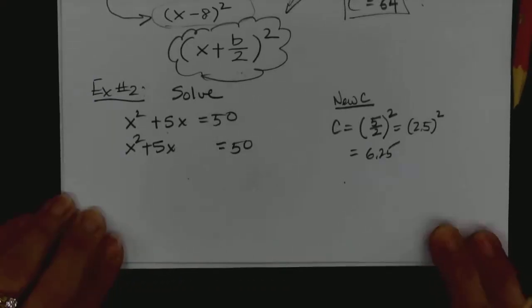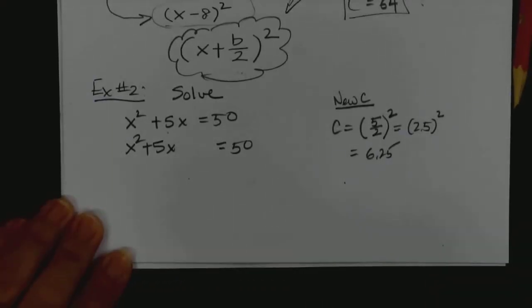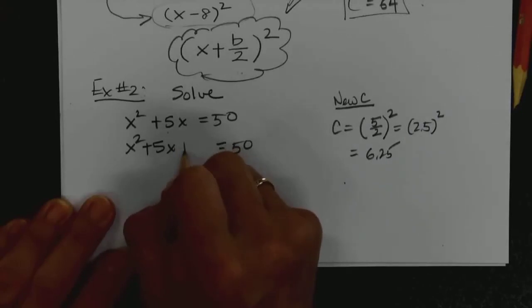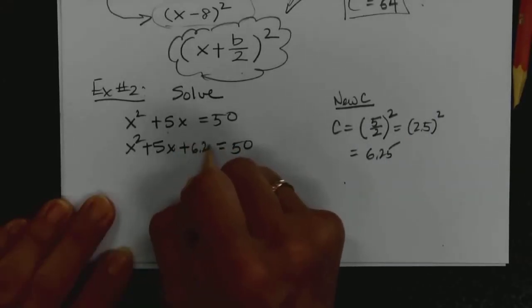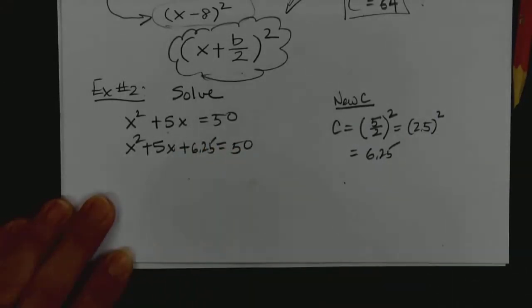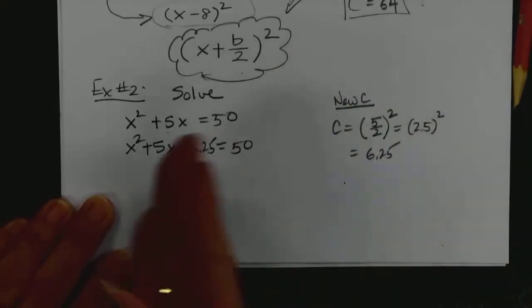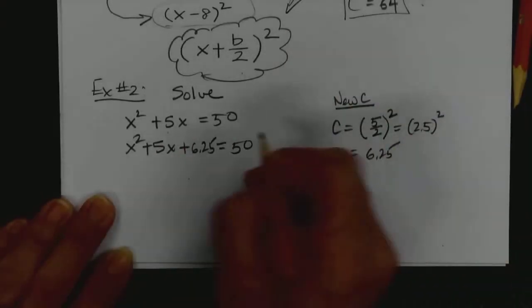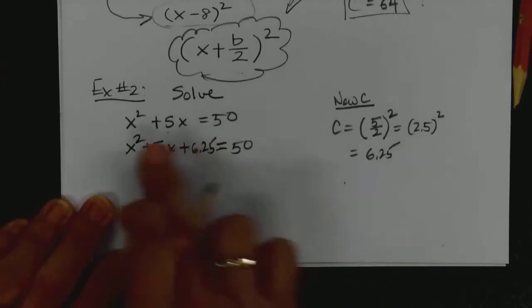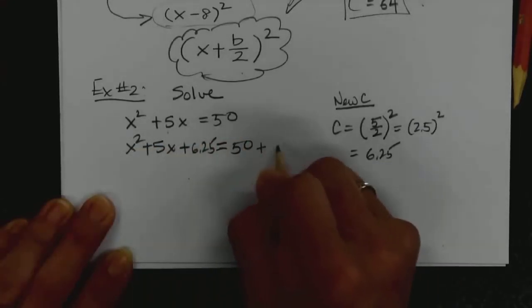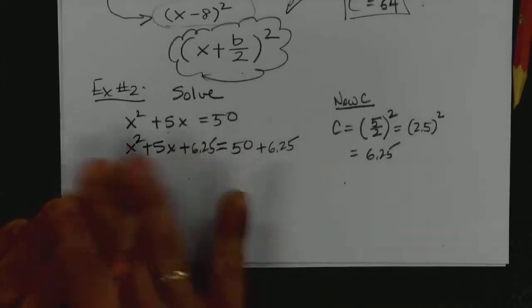All right. Any questions about the new C? Now we're going to put it next to and put our new C here. Okay? But you're not allowed to just add the new C to one side. Because of the equal sign, you've got to do it to both sides. So we're going to also add that to the other side. So you're going to do it to both.